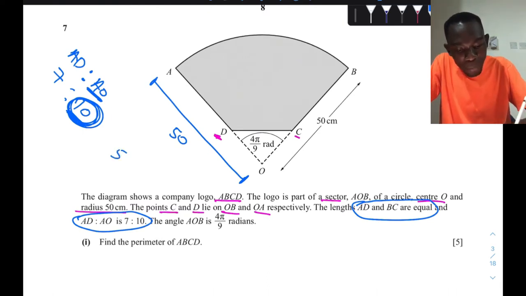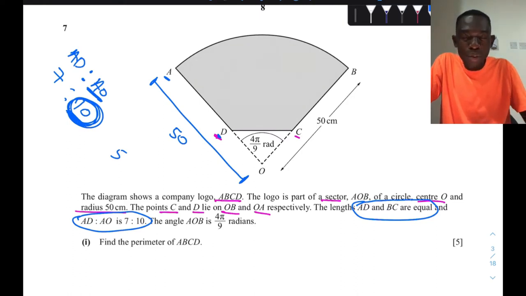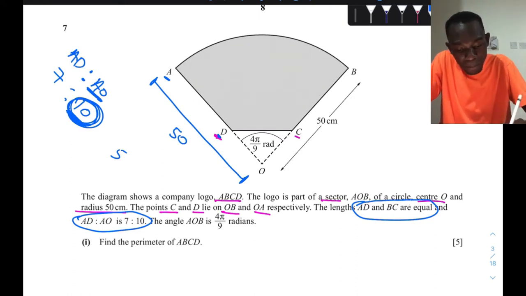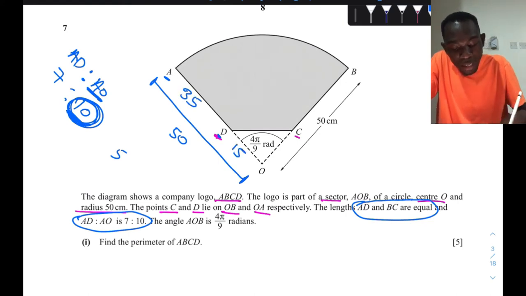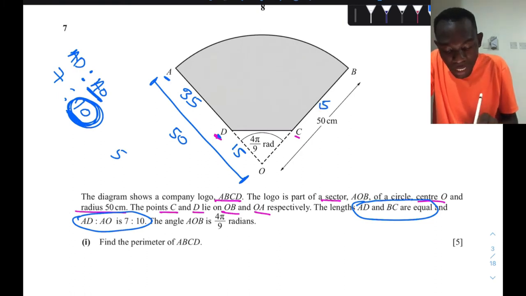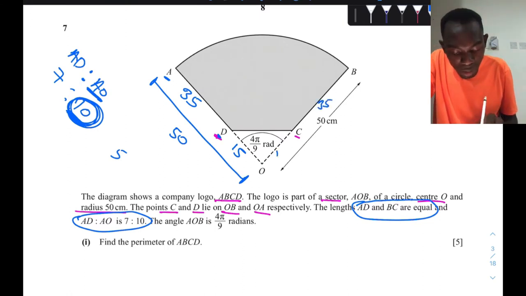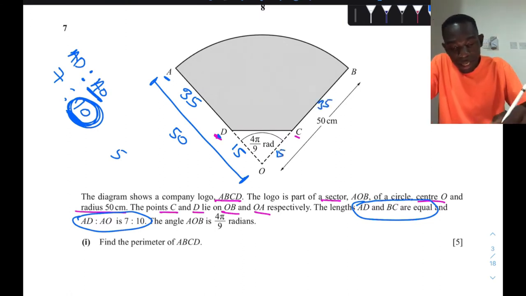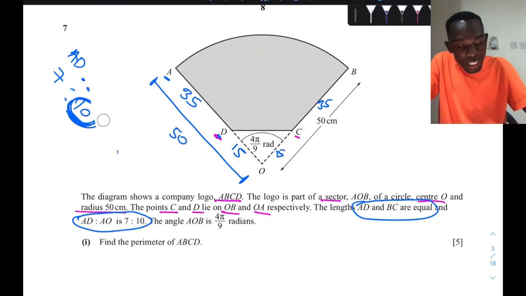Now they are saying that from A to D, take 7 of the 5s. So 7 times 5 is what? 35. That makes this 15. Now they said that AD is equal to BC, so this is also 15. This is 35. That makes OC what? 15. So you see, I got all these from the preamble.